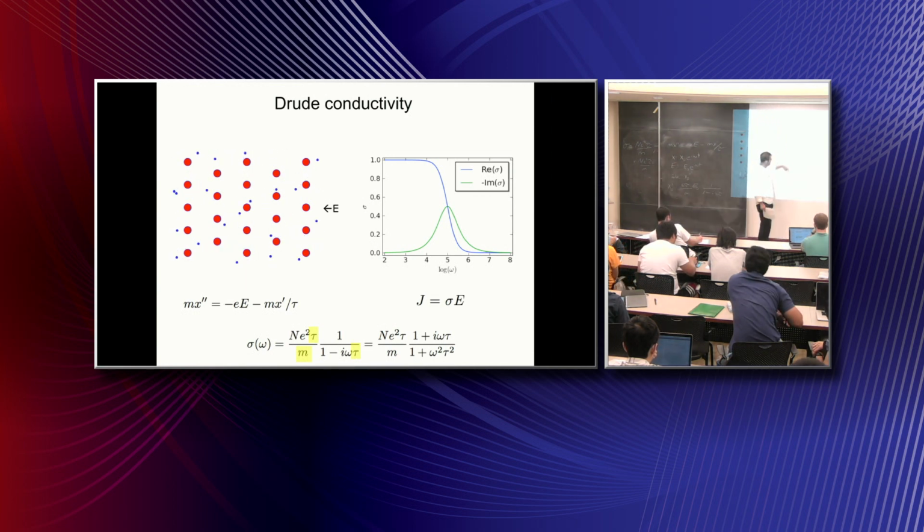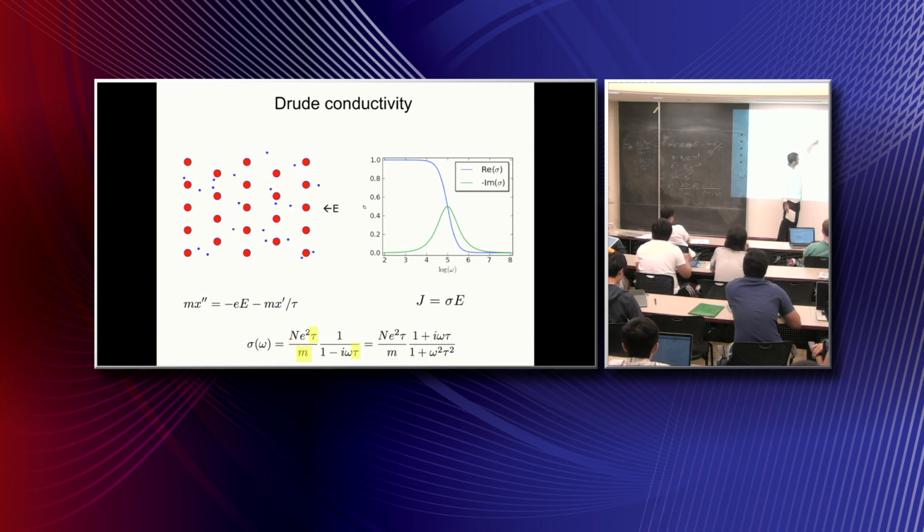This is a plot of the conductivity versus the log of the frequency. There is a real and imaginary part to it. At the lowest frequencies, the real part is the only thing that exists. The imaginary part is completely suppressed. As you go to higher and higher frequencies, eventually at the scattering rate itself, 1 over tau, you cross over and the imaginary part becomes larger here.